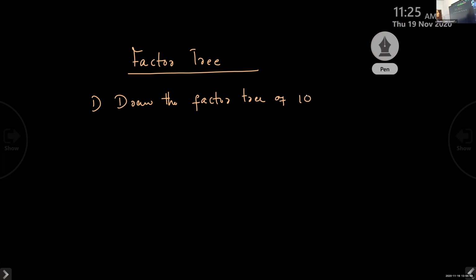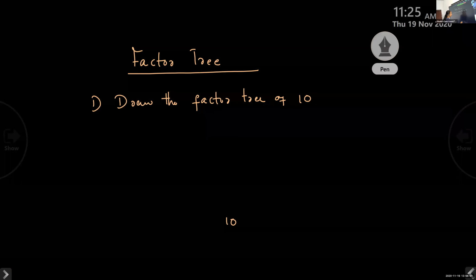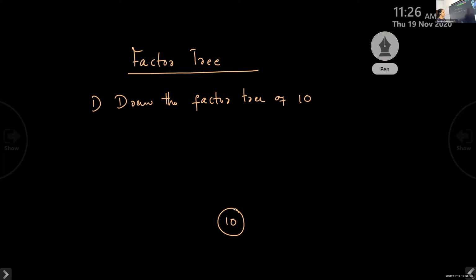Okay. So children, in our textbook, it is going downwards. But I used to draw upwards because a tree goes upwards, right? And the root comes downwards. So we'll draw like this. First of all, you write 10 and draw a circle.